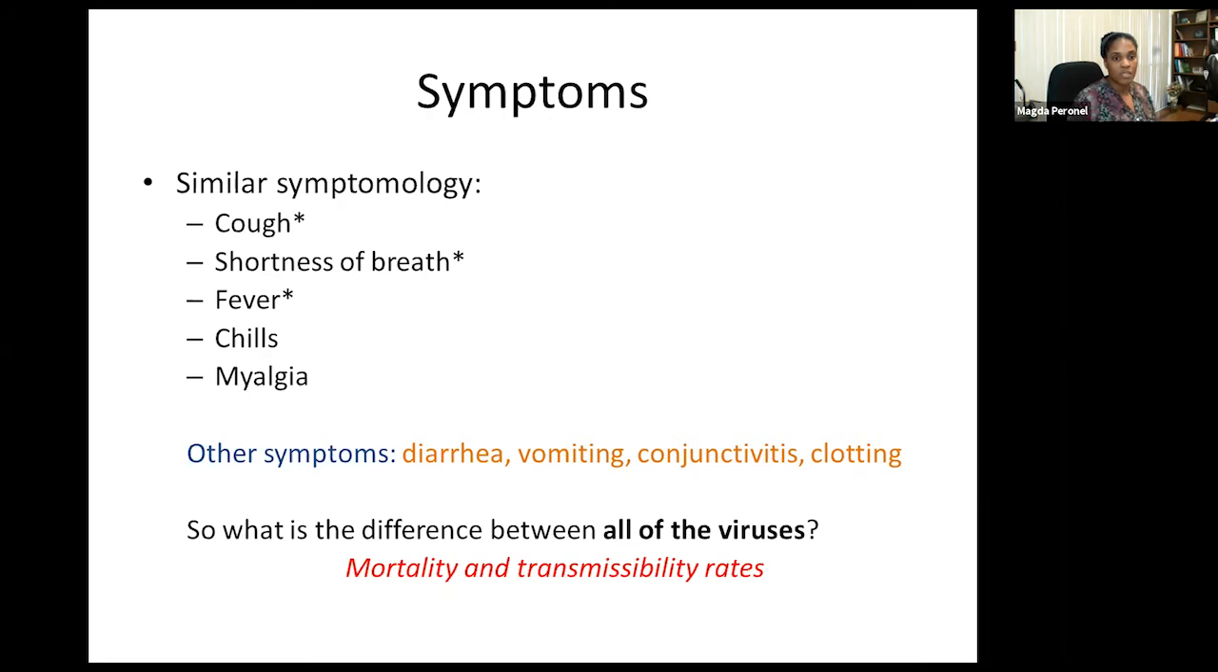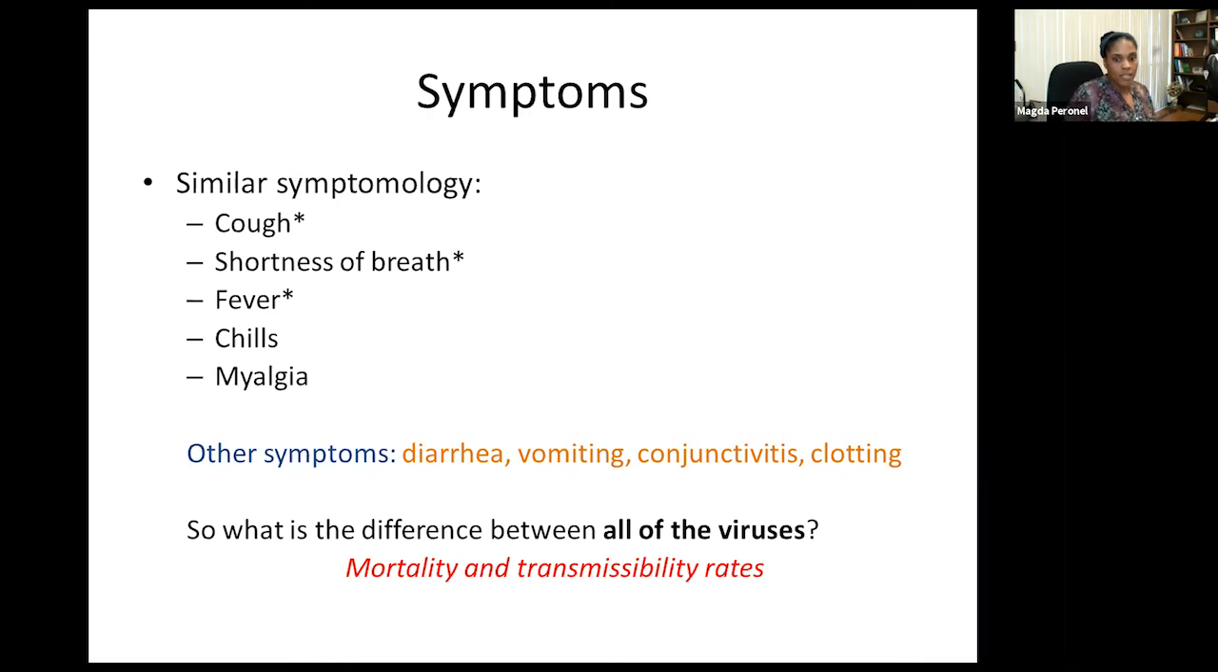So the symptoms with the asterisk are the three main symptoms that we concentrated on as far as identifying those who are possibly infected with COVID-19. Other symptoms include diarrhea, vomiting, conjunctivitis, which is basically irritation, redness of the eyes, and clotting. We did see post-mortem that some people who passed away from COVID-19 had microinfarcts, a lot of clotting in the body. So this is still something in progress. We're still learning how COVID-19 affects the body's systems.